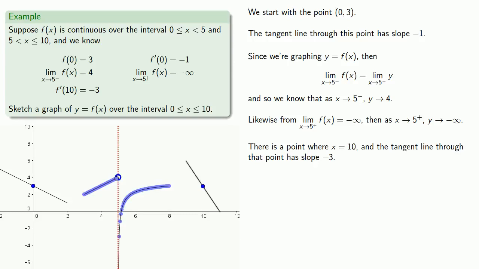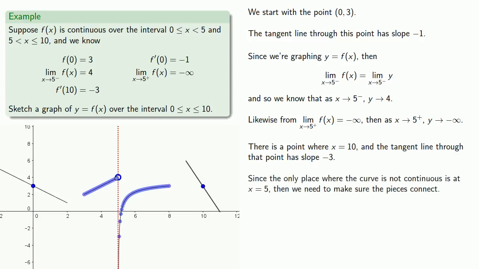And since the only place where the curve is not continuous is at x equals 5, we need to make sure the pieces connect. And so we'll adjust our pieces, keeping in mind that there are 2 points that are fixed. This point at (0, 3), and this point at (5, 4), which is a limit point.